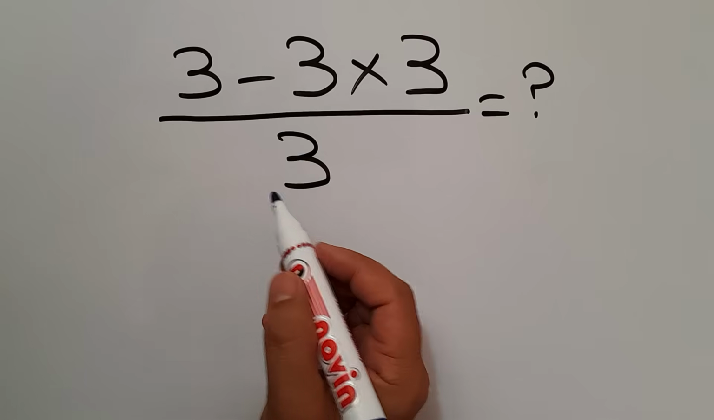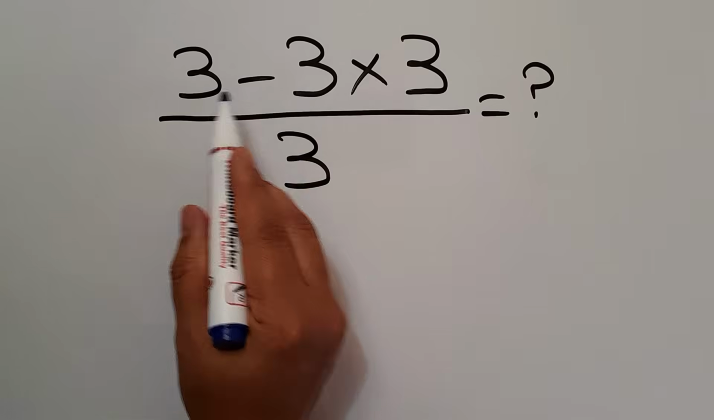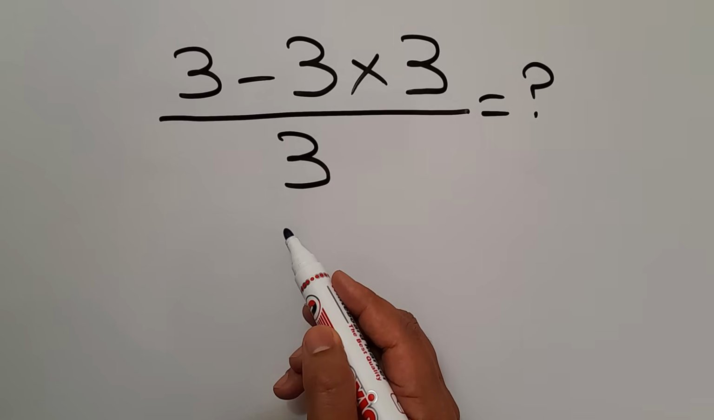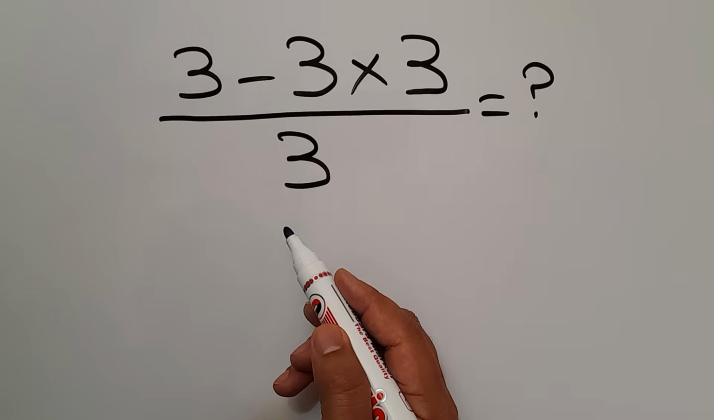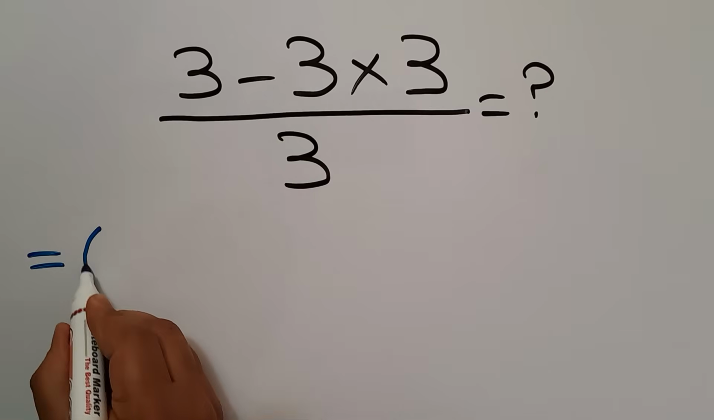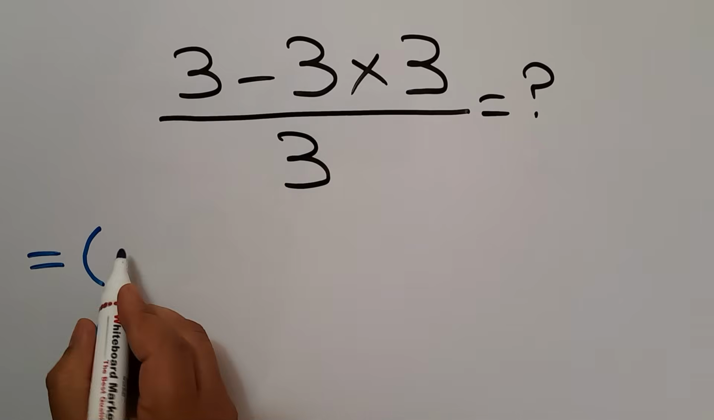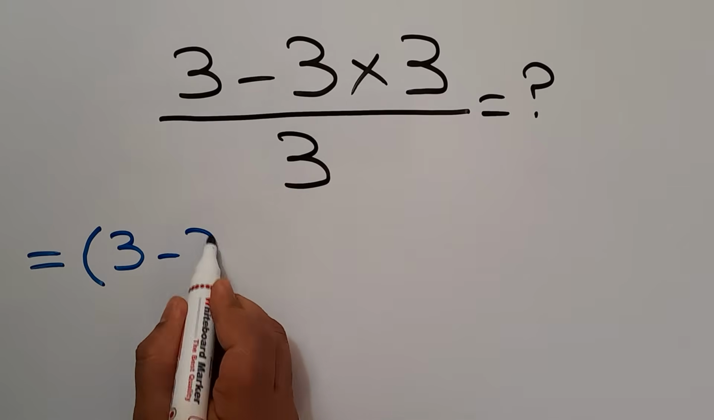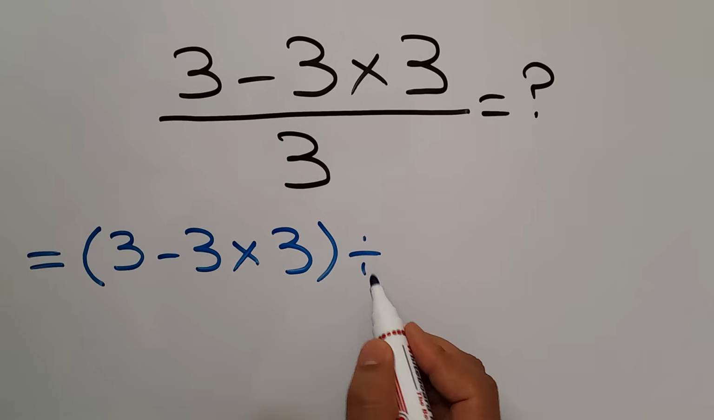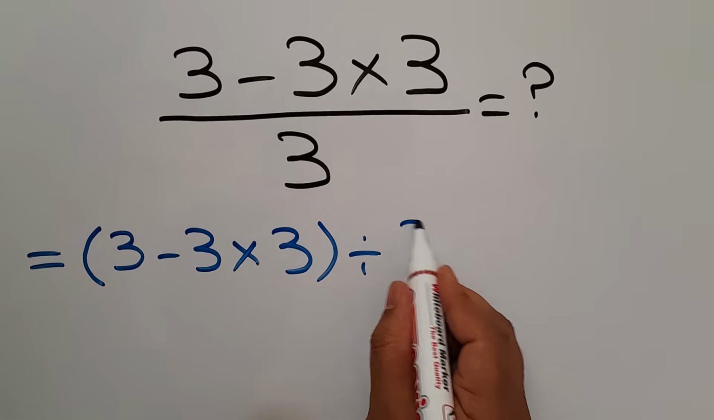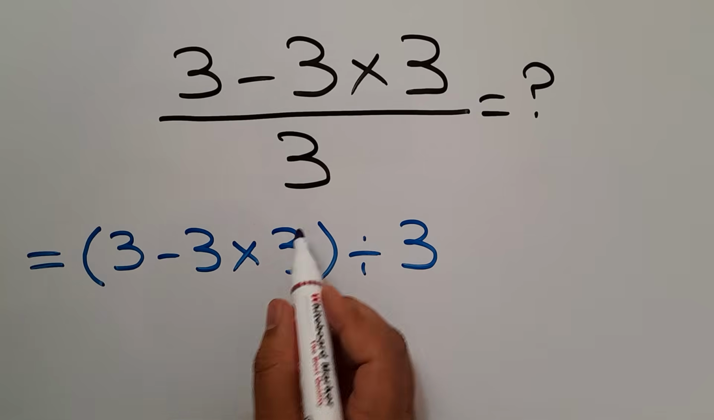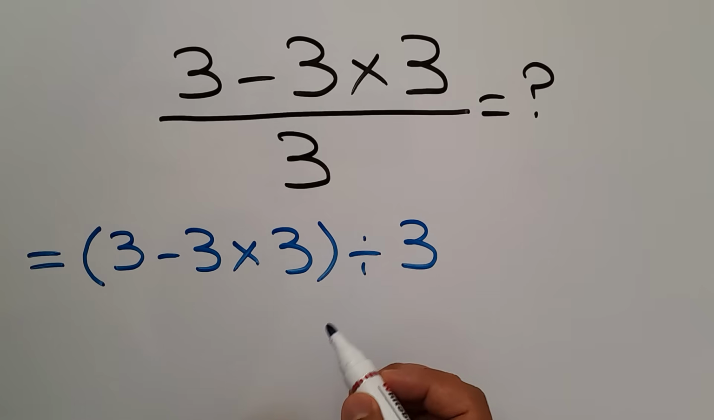In this video, we want to find the value of this fraction: 3 minus 3 times 3 over 3. Are you ready to solve? Let's go ahead and get started. Instead of this fraction, we can write parentheses, the numerator 3 minus 3 times 3, divided by the denominator, which is 3. Now, in this expression, we have one parenthesis and one division.